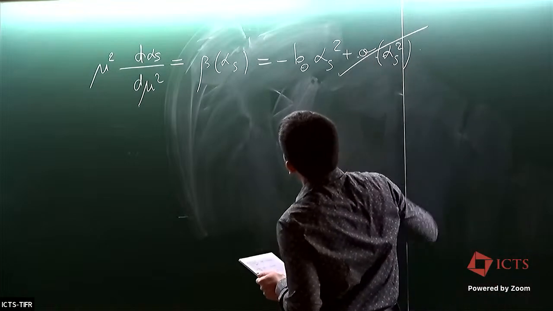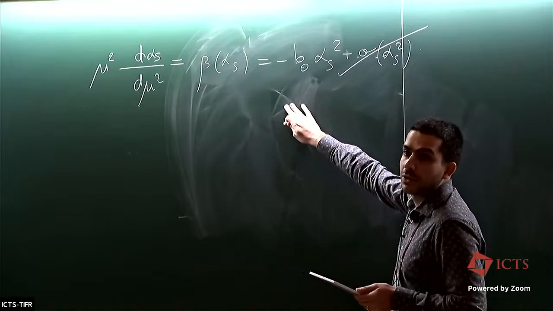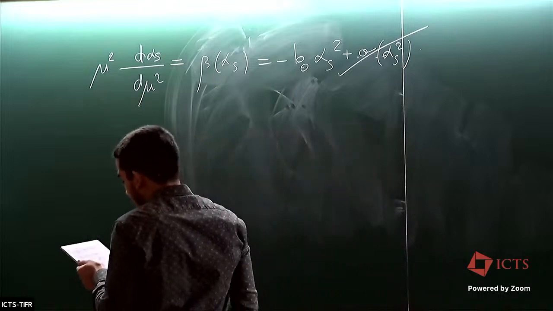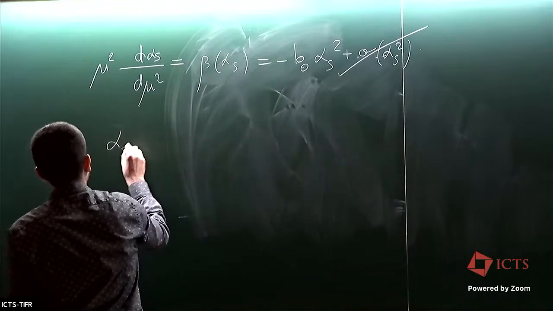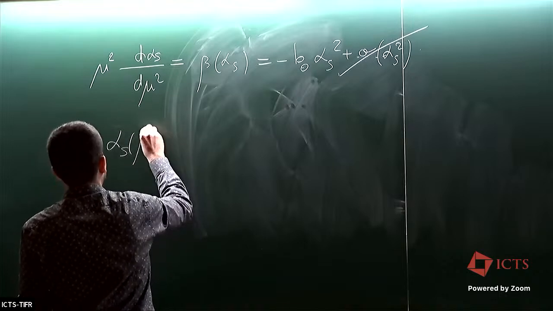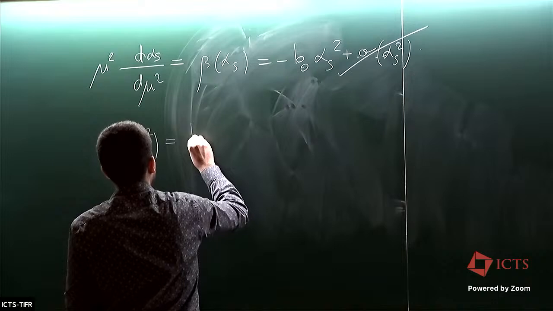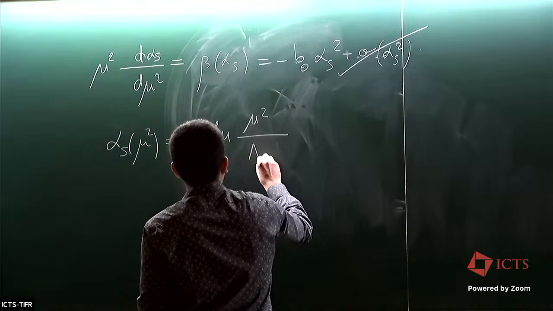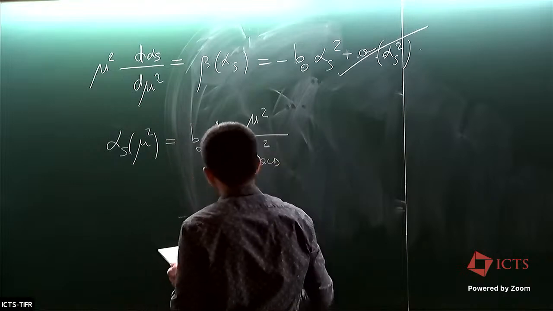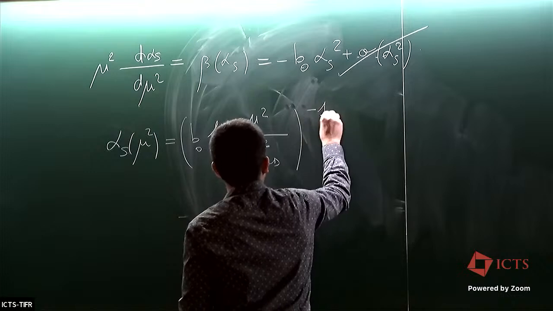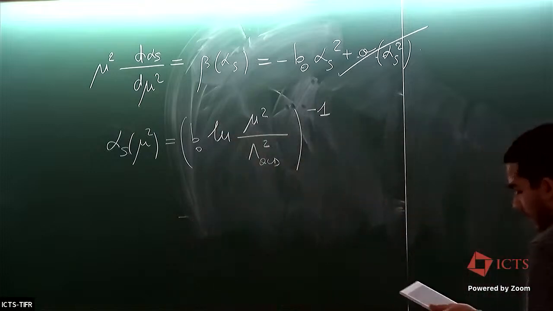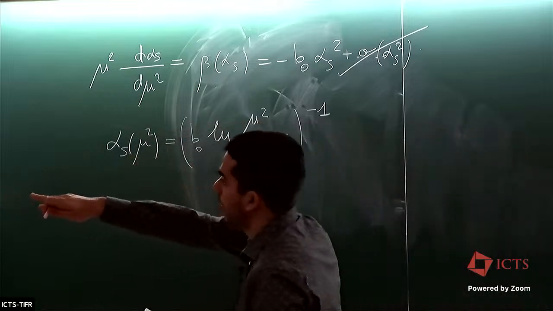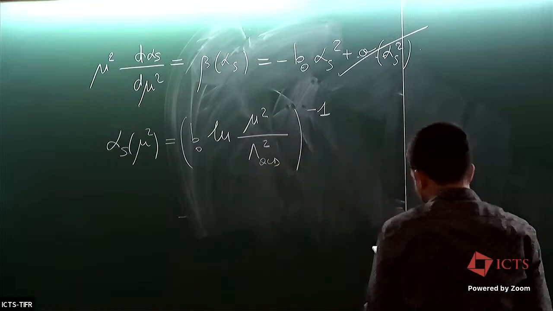So if you neglect those, this actually has an analytic solution. You can separate the variables and find an analytic solution. And the solution is the following. You have alpha strong as a function of mu square equal to B0 times the log of mu square divided by lambda QCD square, to the power -1. Okay. So now I stick this expression for alpha strong in the saddle point equation over there. And this is what we get.